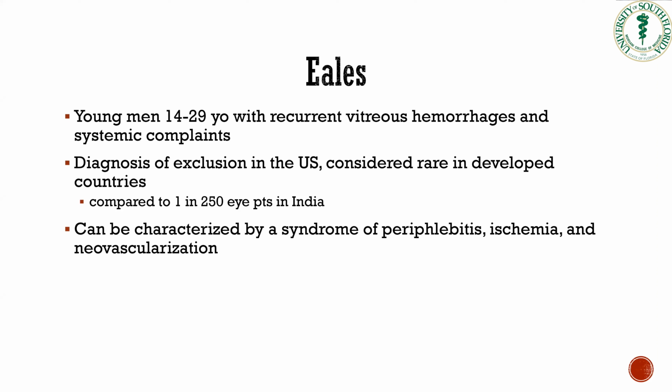It's something that we typically see in males that are 14 to 29 years old that present with vitreous hemorrhages and systemic complaints like constipation, headaches, epistaxis. It's largely considered a diagnosis of exclusion in the US. We don't really see it much in developed countries, but it is very prevalent in India, where we see it in about 1 out of 250 eye patients, where they also characterize it as a syndrome involving periphlebitis, ischemia, and neovascularization.